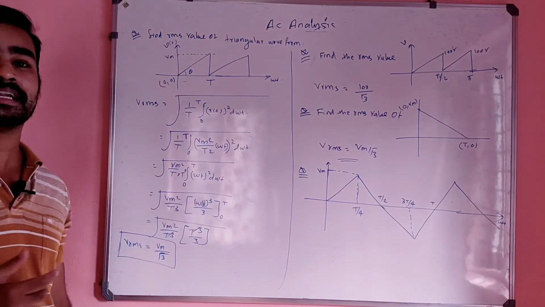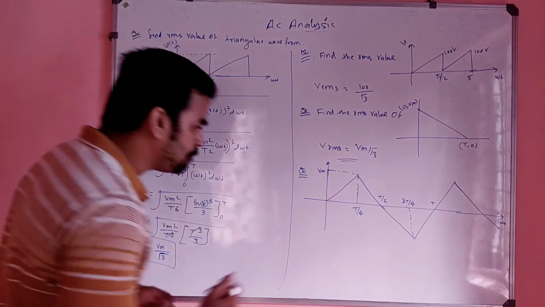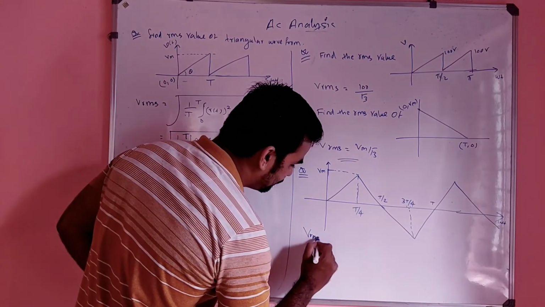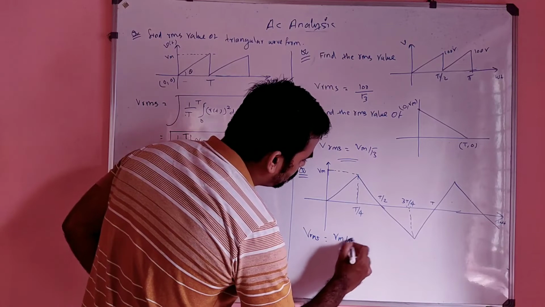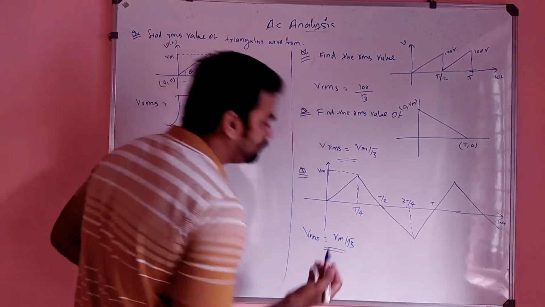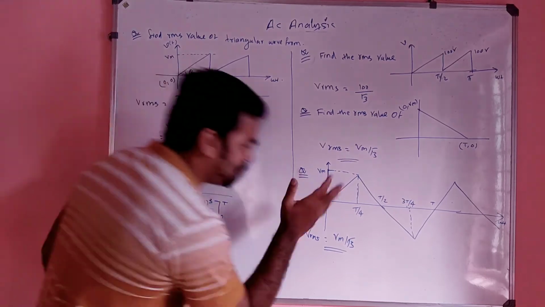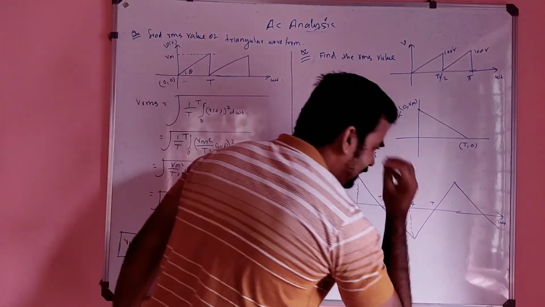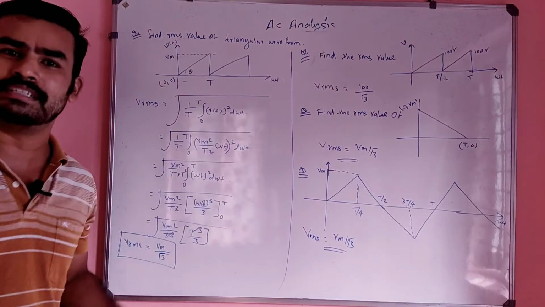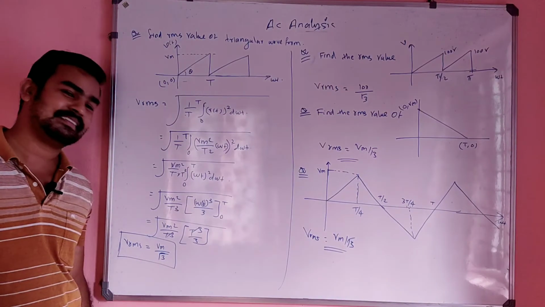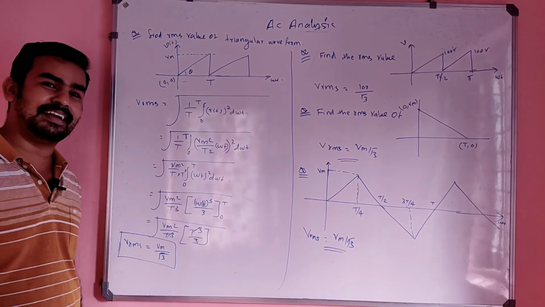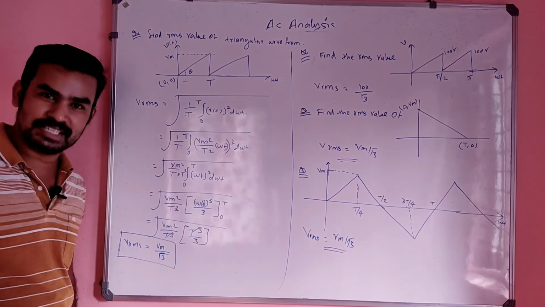Then what is the equation for the RMS value of a triangular wave? Simply Vm by root 3. No need to write, no need to derive, no need to focus on the time period, no need to worry whether it is omega t or t. How beautifully you can arrive at the answers.